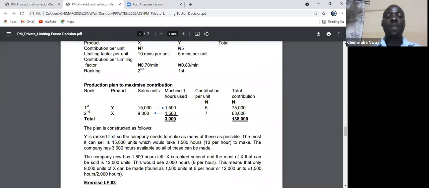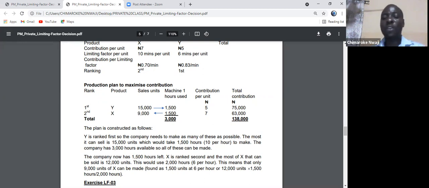So it means now your production plan is as follows. Since Y is ranked first, the company will make as many of Y as possible. The most that can be sold of Y is 15,000 units, which would take 1,500 hours. You have to do 10 units per hour. And the company has 3,000 hours available. And so all these can be produced. Now the company will be left with 1,005 after Y has been produced.